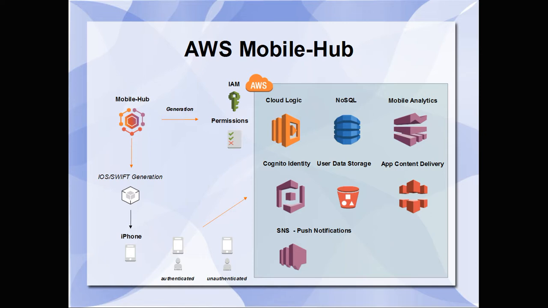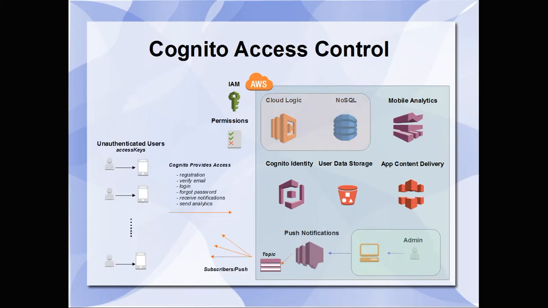Okay, so let's move on. We talked about access control. So I'll do this by introducing access control for an unauthenticated user. Okay, so we've generated this Mobile Hub application. It's a Swift application. It's running now on all these mobile devices, and users are downloading the application, installing it on a device, and now they're using it, and they're not authenticated yet. Okay, so they have certain permissions as an anonymous user to do certain things.